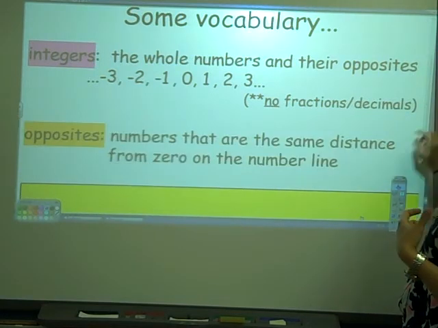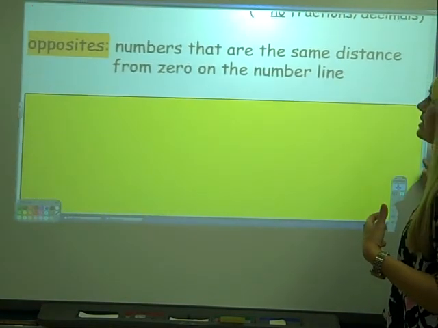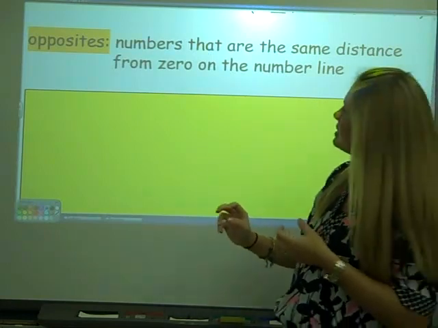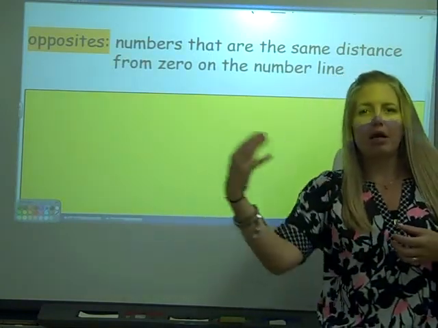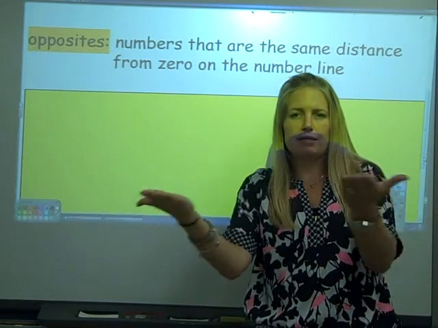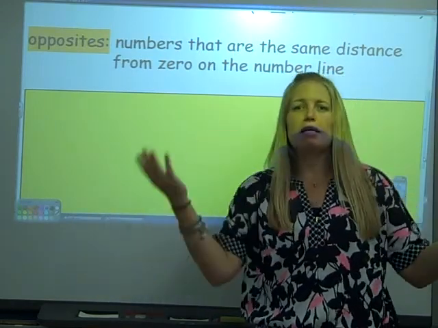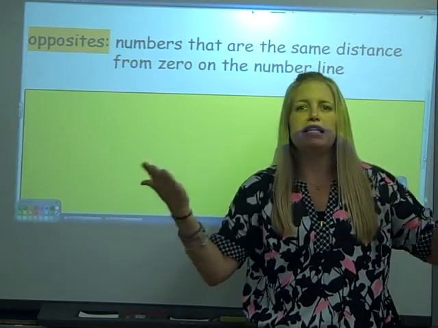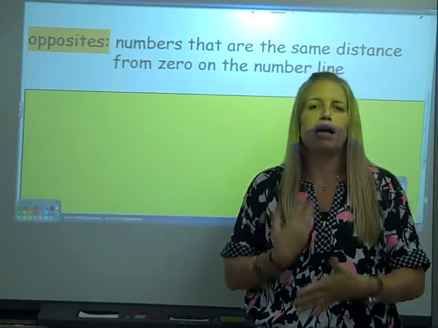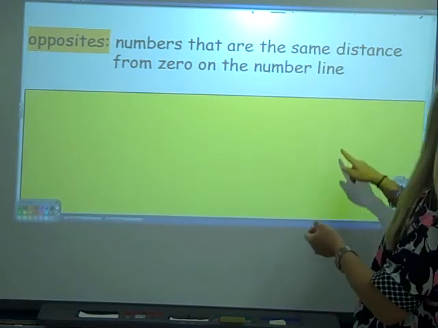Okay, next vocabulary word. Opposites. Numbers that are the same distance from 0 on the number line. Negative 1 and 1 are exactly one space from 0. Negative 15 and positive 15 are exactly 15 spaces from 0. They are called opposites. Okay.